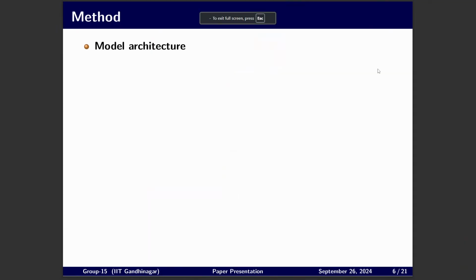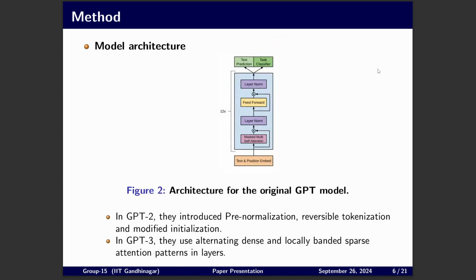So I would like to present the GPT-3 model architecture. The architecture for GPT-3 is heavily inspired by the architectures of GPT and GPT-2. The schematic you can see is from the original GPT paper. As you can see, they are using self-attention layers, followed by layer norm, then feed forward layers, and again layer norm, and they have added some residual connections as well.